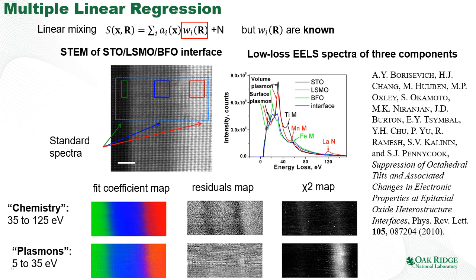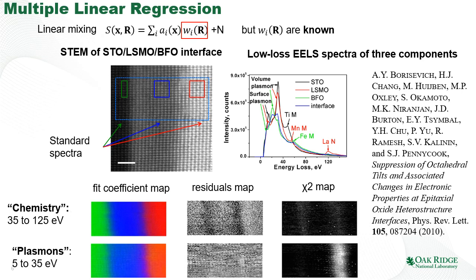So the small squares, we postulate that these are pure compositions, and the large square, we want to see what is going on. And very interesting things happen. If we confine our analysis to the known wavelengths range from 35 to 125 electron volts, this is where the chemical information is contained in the EELS spectra.